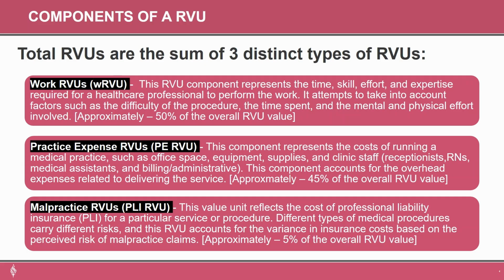Our final RVU category, the malpractice RVU, is the unit that reflects the cost of professional liability insurance for a particular service or procedure. Different types of medical procedures carry different risks, and this RVU component accounts for the variance in insurance costs based on the perceived risk of malpractice claims. It represents about 5% of the overall RVU value.